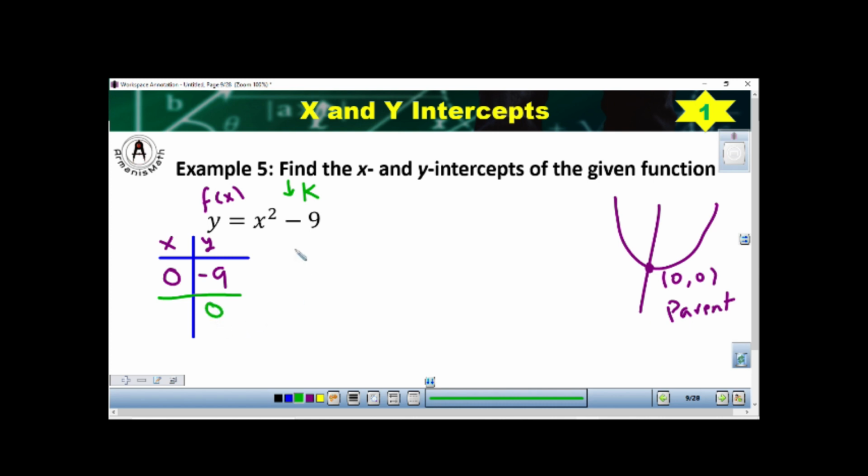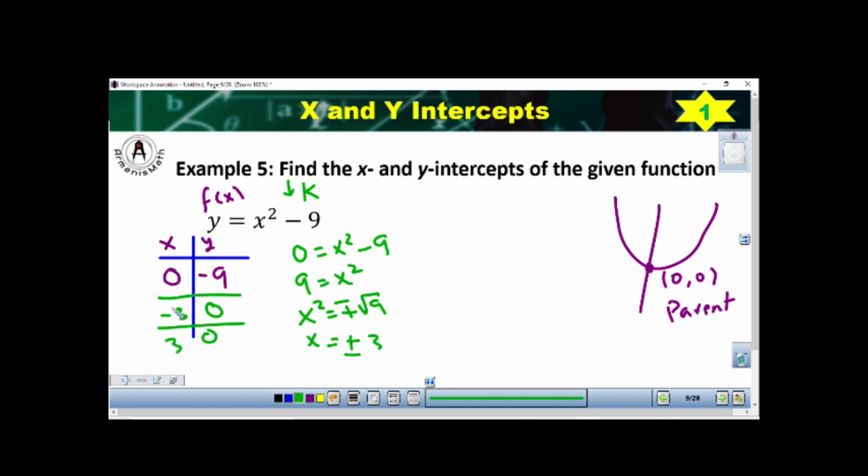So that's number 1. And let's see, what if I put 0 for y? Now it becomes the fun part, because if I put 0 for y, let's solve it here. 0 equals x squared minus 9. Add 9 to both sides. x squared equals 9. You've got to remember that it's plus or minus the square root of what you see here. So x equals plus or minus 3. 2 choices. So you're going to say x equals -3 or x equals 3.